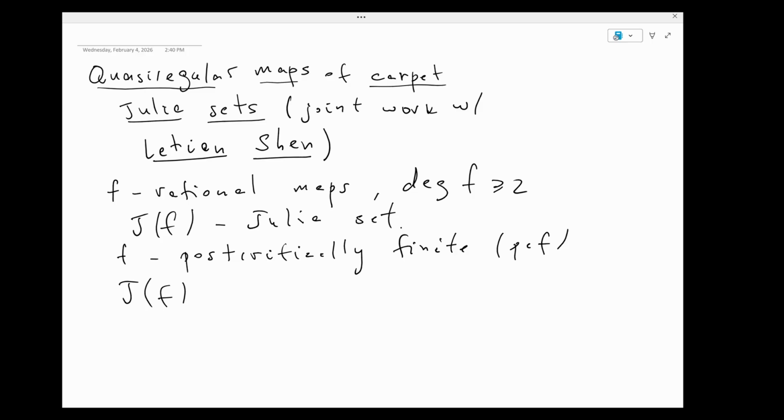So Julia sets can have different topological types, but in my talk, they will be Sierpinski carpets. So topologically, they are Sierpinski carpets, which is this familiar fractal. It's homeomorphic to this.